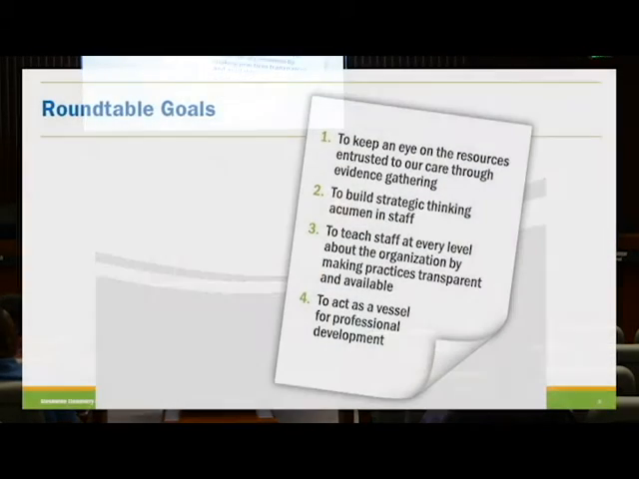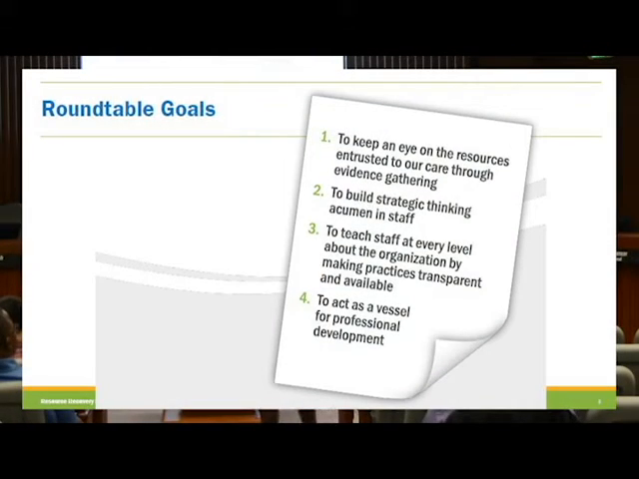And then also, and really importantly, to act as a vessel for professional development. We wanted to invite subject matter experts that were in the field to the table with the decision makers that are responsible for the actual budgets, so that we're making the right decisions that actually have impacts in our processes and ultimately our bottom line.